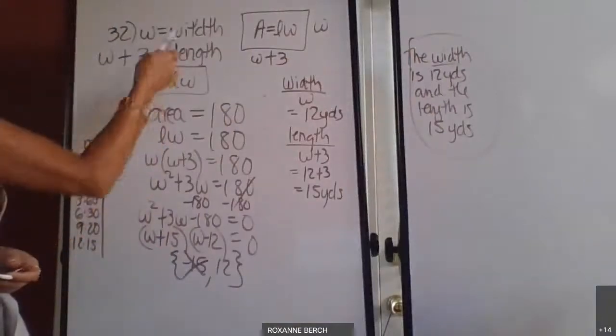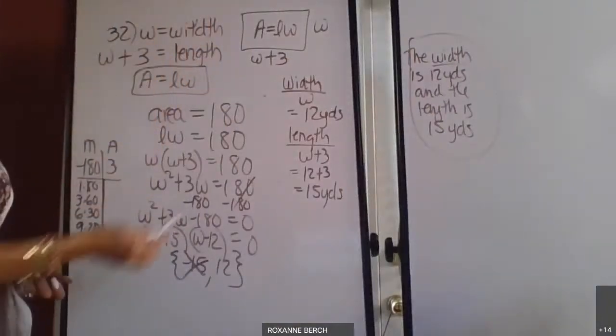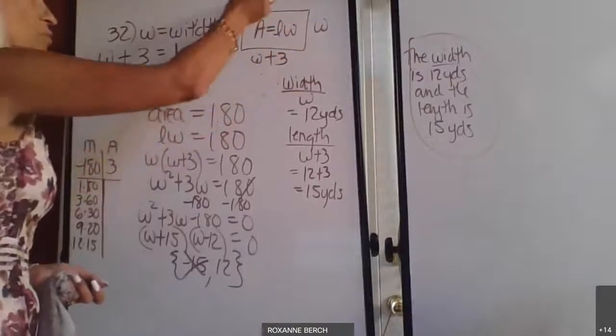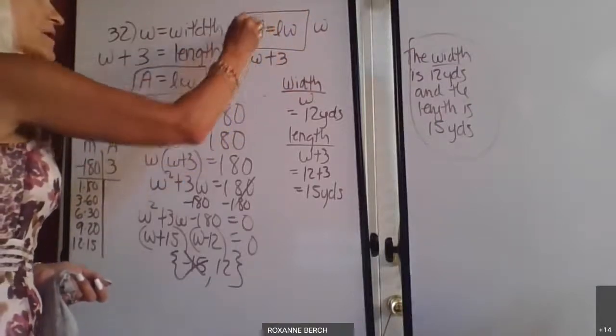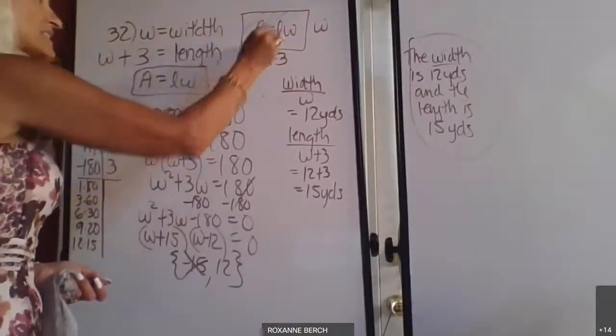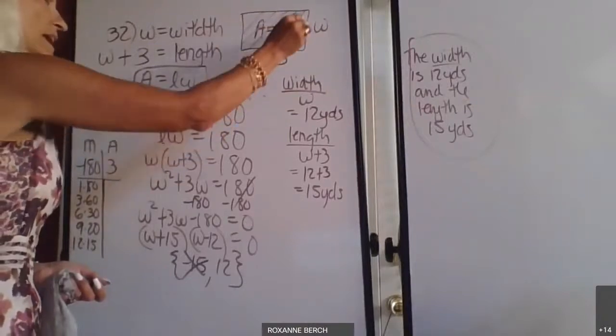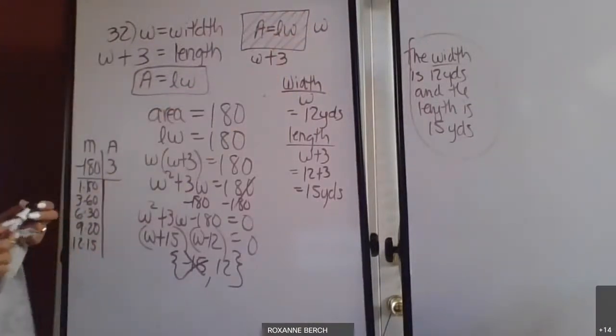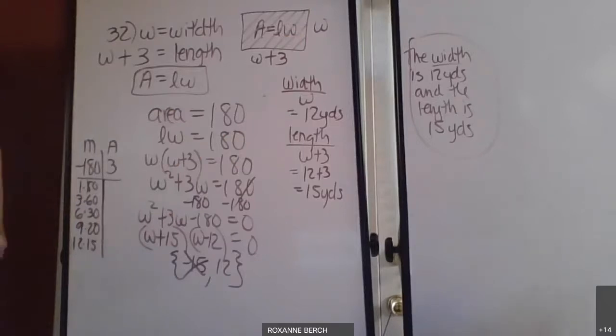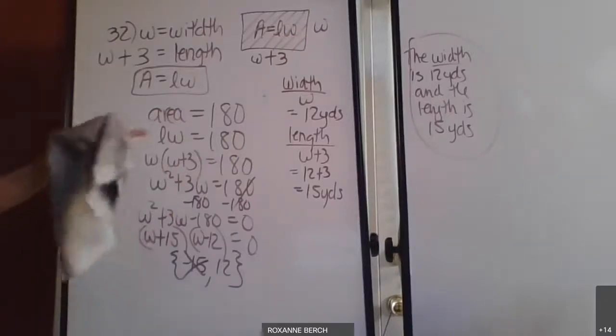So this time they didn't say the perimeter. The perimeter is the distance around a polygon. The area is what's inside, like if you want carpet. Different formula.